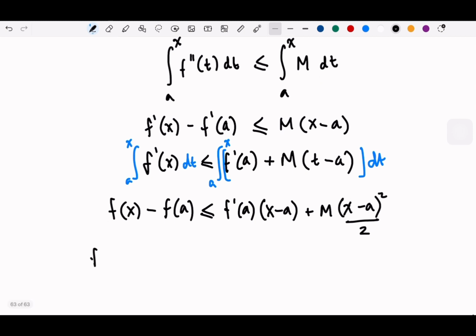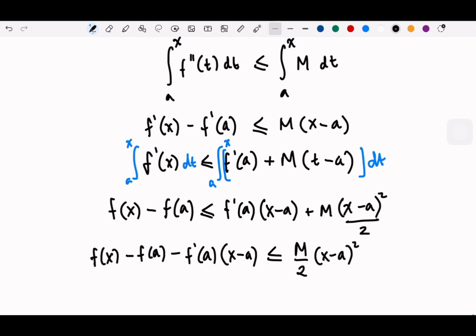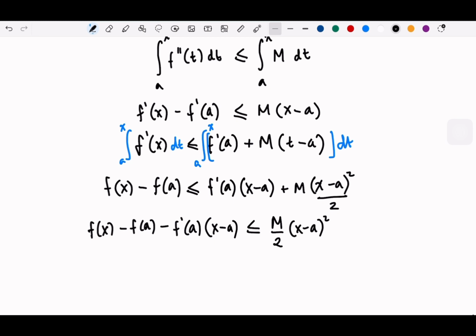And now we can write f of x minus f of a minus f prime of a times (x - a) is less than or equal to M over 2 times (x - a) squared. And this is the first equation.